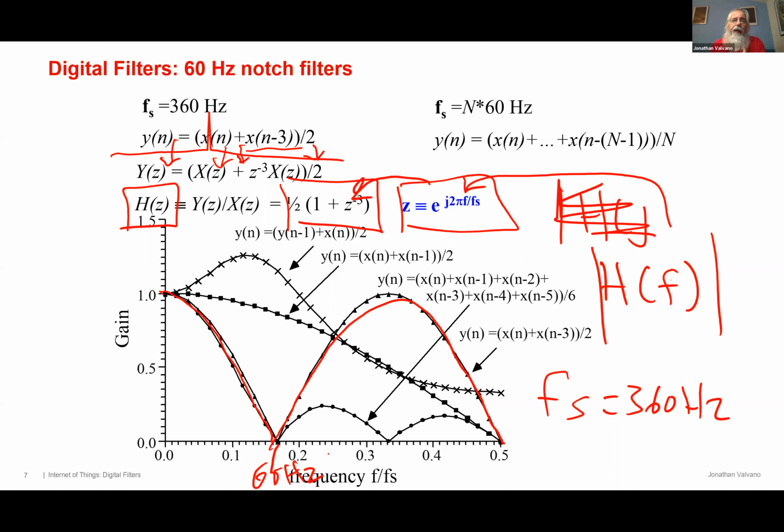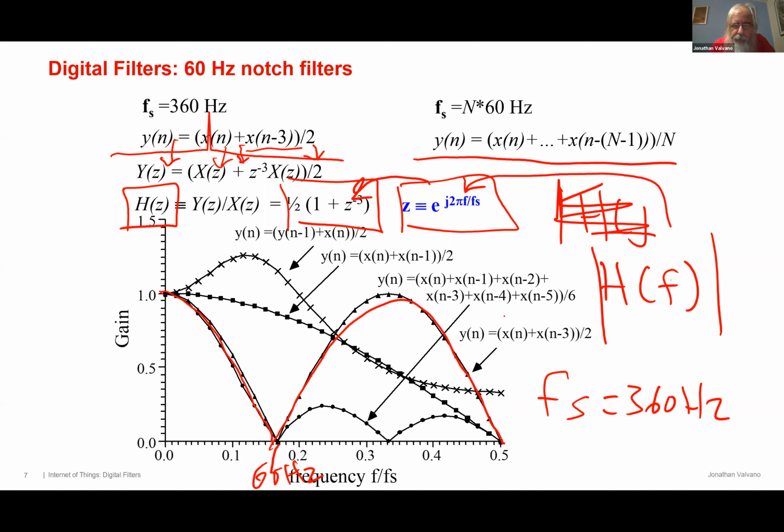Turns out there's a whole lot of filters in this class. This one here, if you sum up the last n points and sample at a multiple of n times 60, then this filter also rejects 60 hertz.